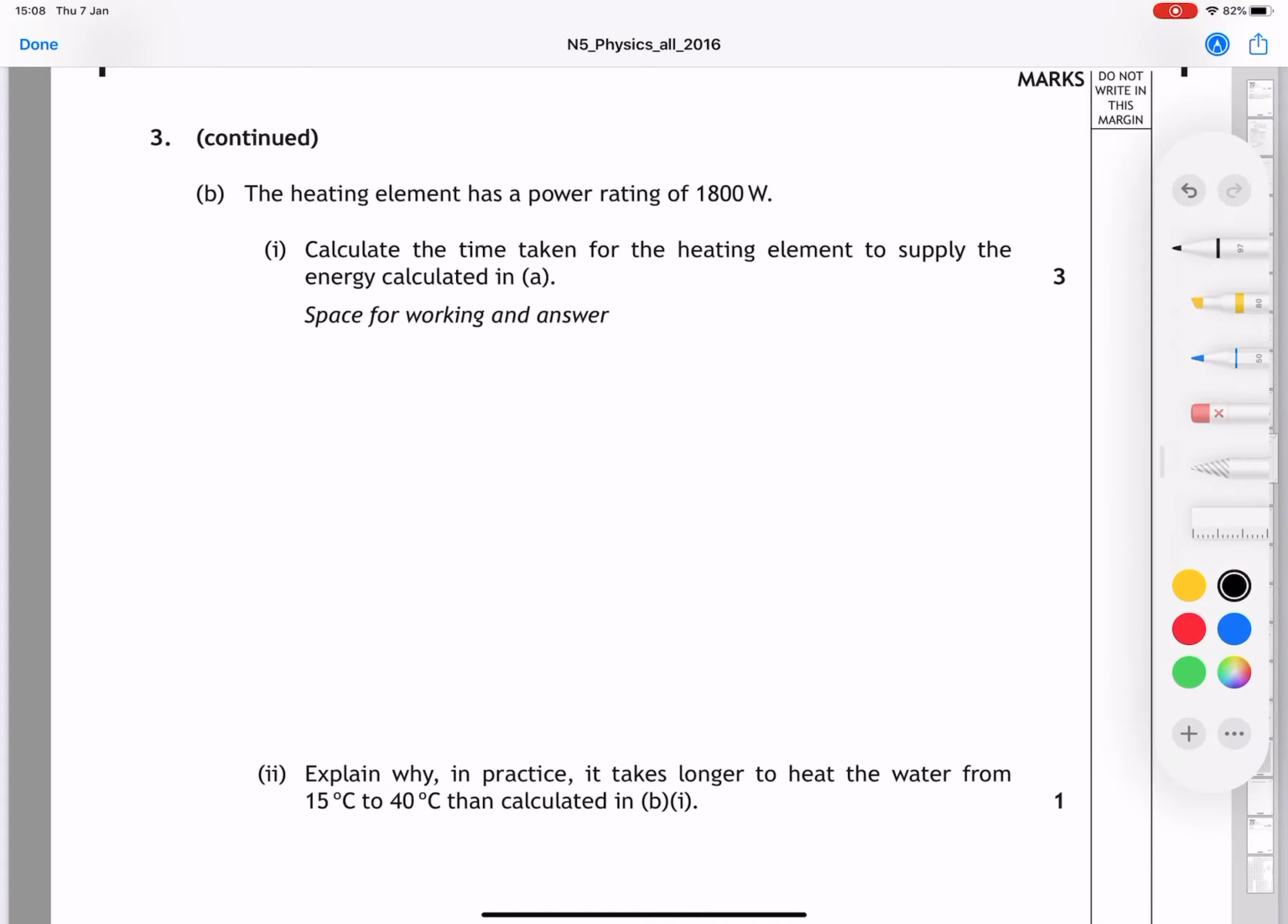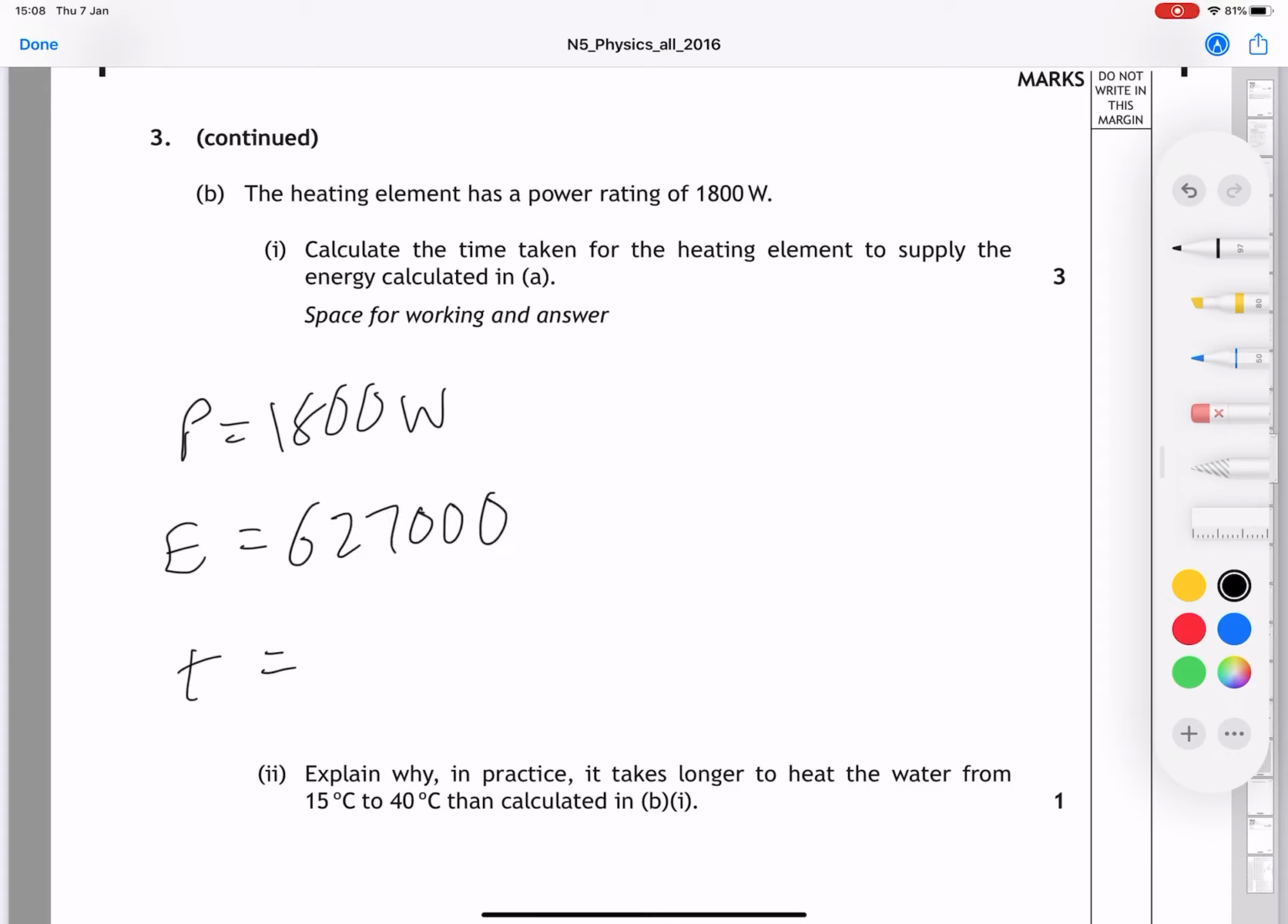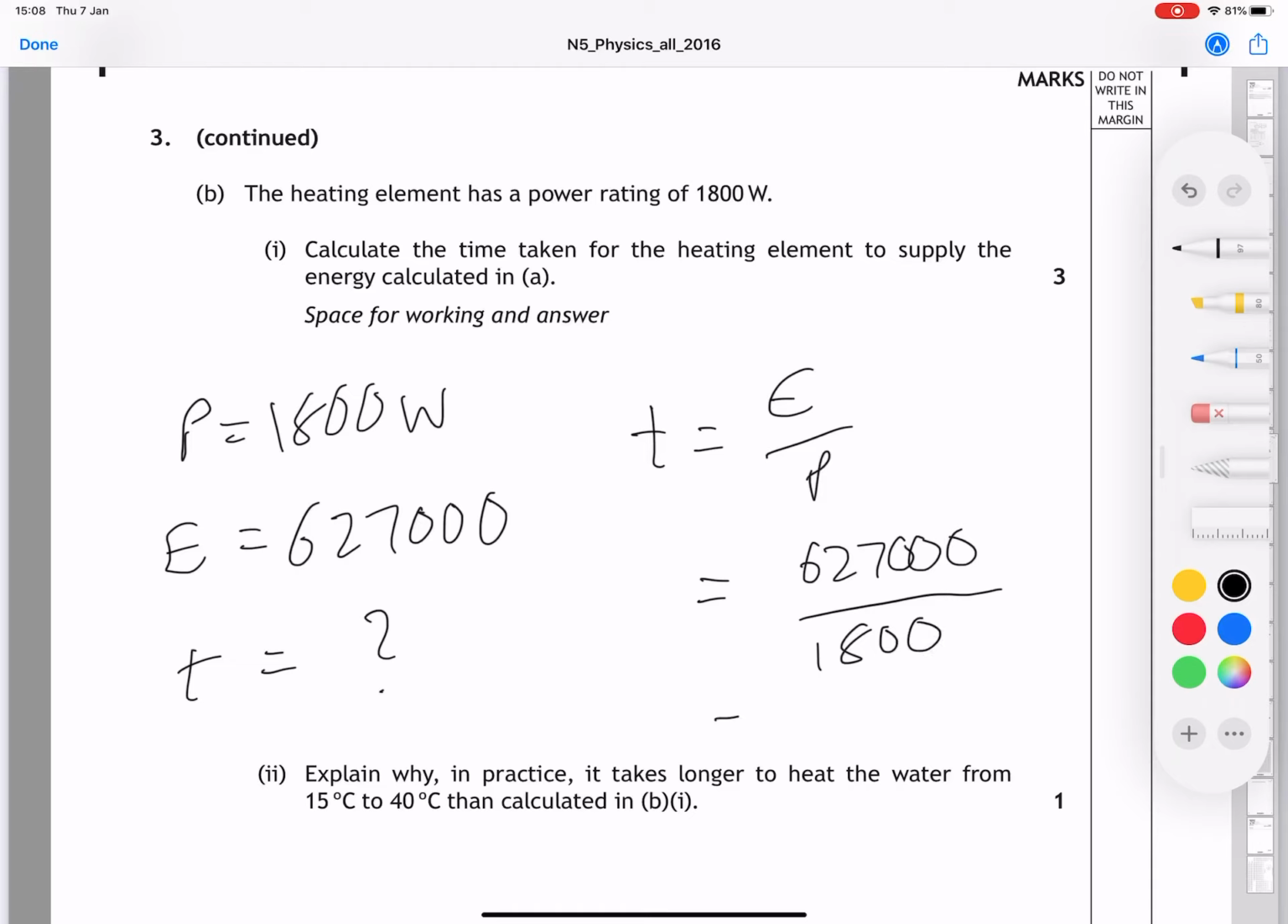Right, next one. So the power it's telling you is 1800. You've already calculated the energy and it's asking for the time. You should all know that equation. T equals E over P. 627,000 divided by 1800, which gives us 350 seconds. 3 marks, 1 mark for the equation, 1 mark for plugging in, 1 mark for your answer plus units.